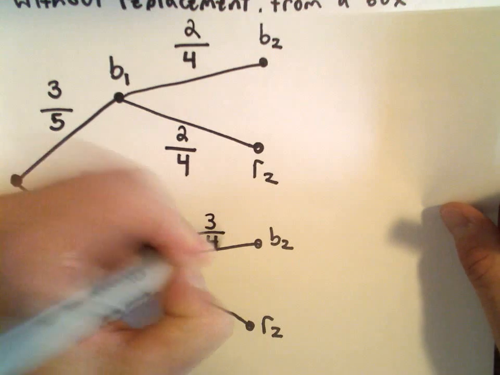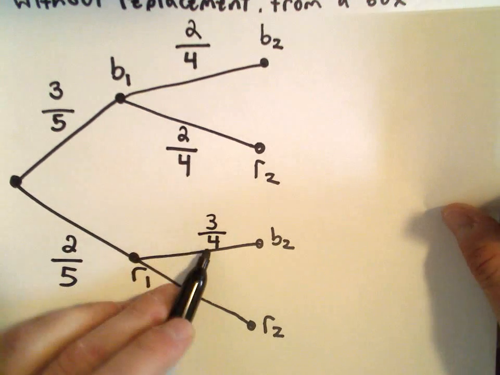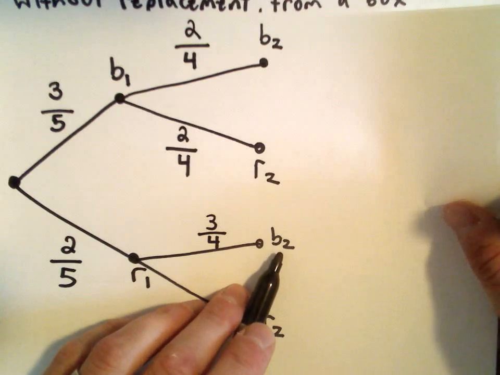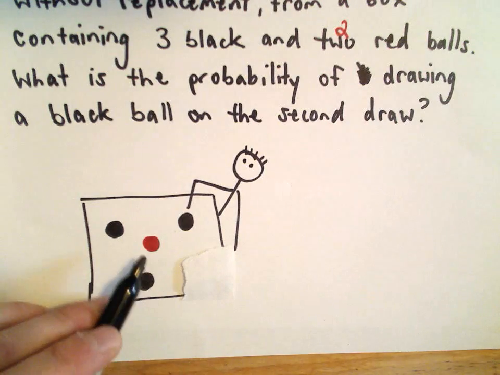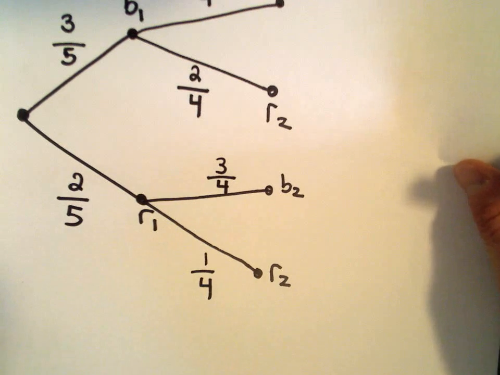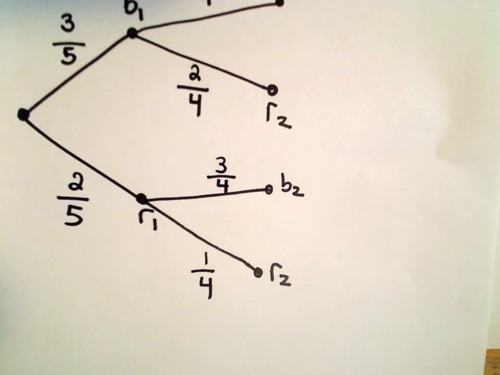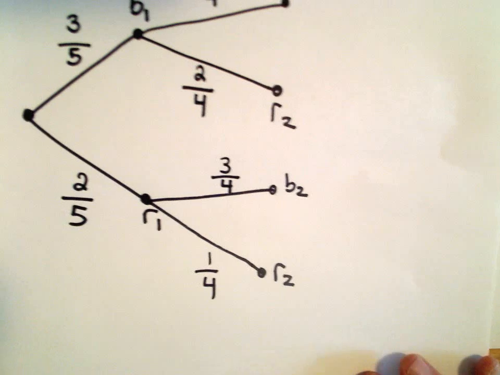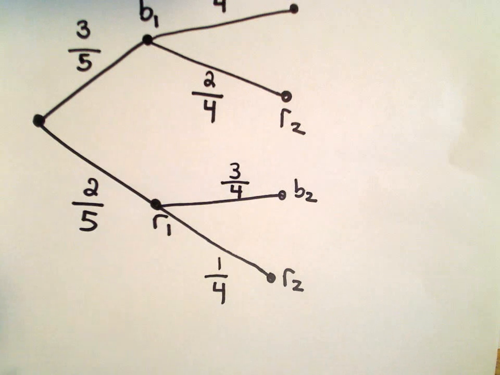So there's a 3 out of 4 probability, 3/4, of us getting a black ball on the second draw, and likewise there would be a 1 out of 4 probability, 1/4, of us getting a red ball on the second draw. So that's what our tree diagram is telling us here.